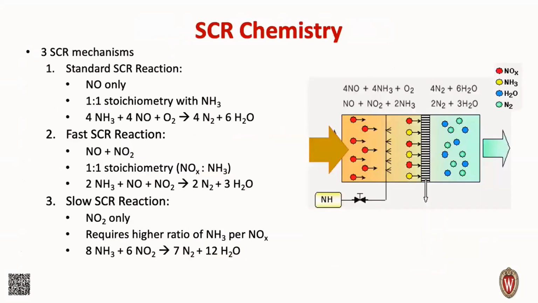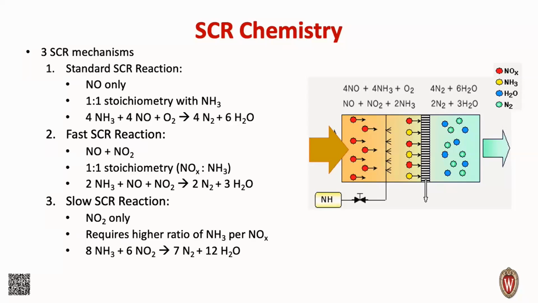Okay, here are the 3 mechanisms I mentioned before. The standard SCR reaction is the NO only. It was my middle equation on the last slide. It has a 1-to-1 stoichiometry with ammonia, so you see there's 4 ammonias to 4 NOs. There is the fast SCR reaction, which requires NO and NO2. Again, this is the benefit of having that DOC promote the nitrogen oxide to NO2. And together they have a 1-to-1 stoichiometry with ammonia. So 2 ammonias, 1 NO, 1 NO2, boom, fast SCR.